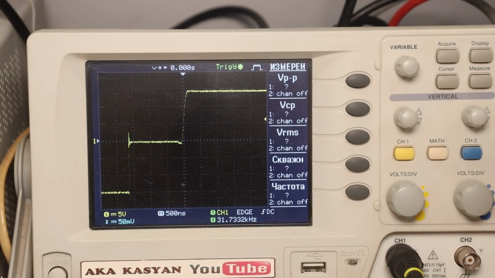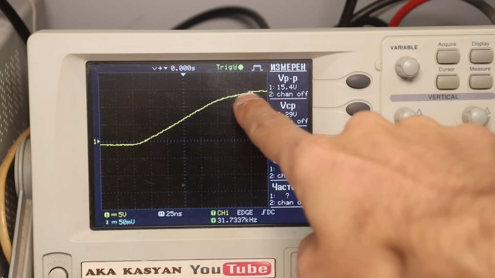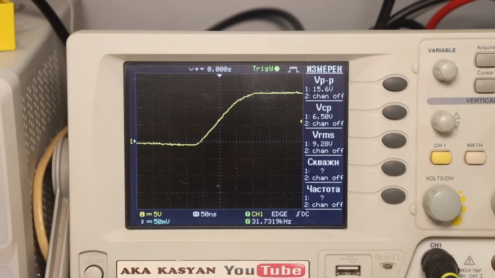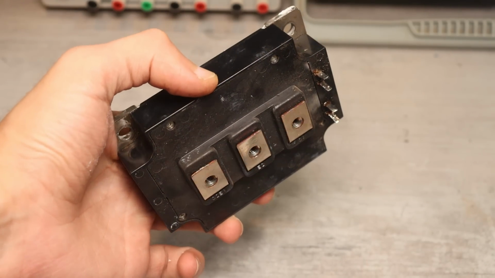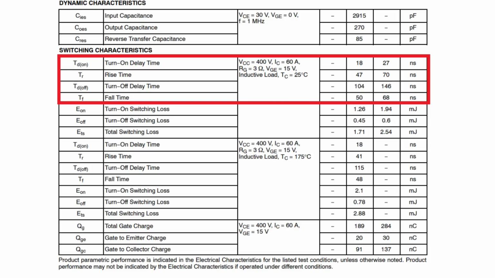It is in these areas that the transistor operates in a linear mode. Although these processes don't last long compared to the total pulse time, it is still a linear mode and the transistor heats up precisely in these intervals. Therefore, the longer the turn on and turn off time of the transistor, the greater the heating.